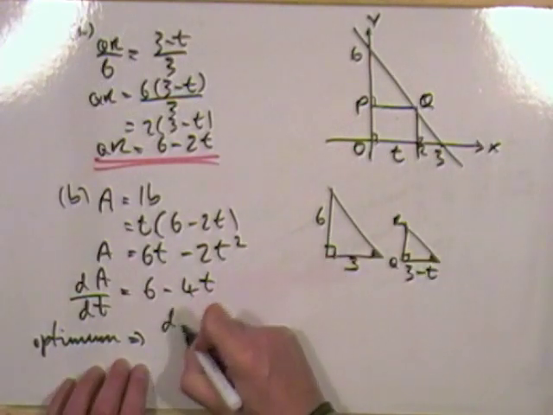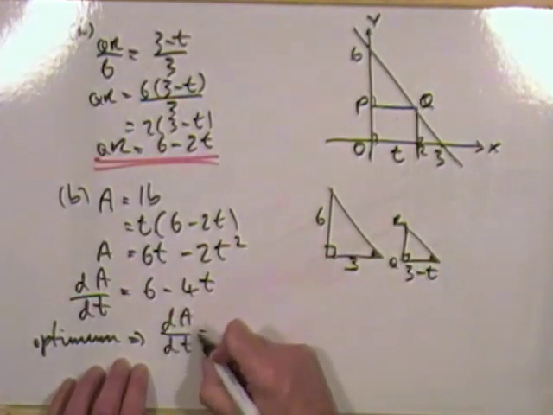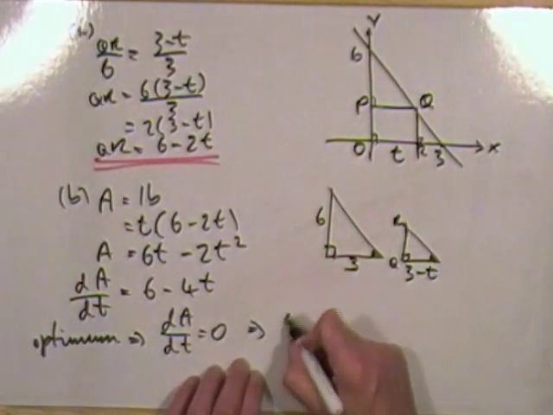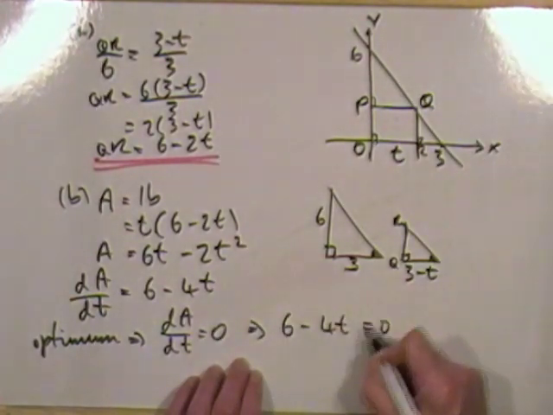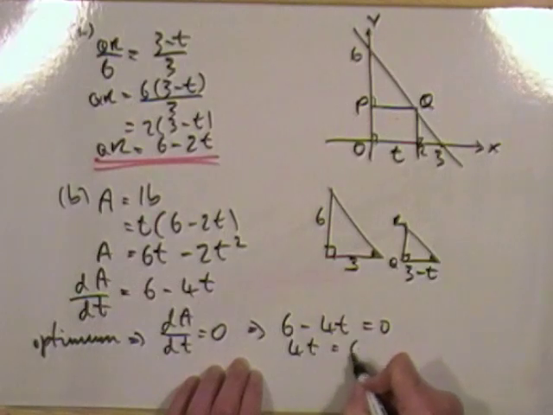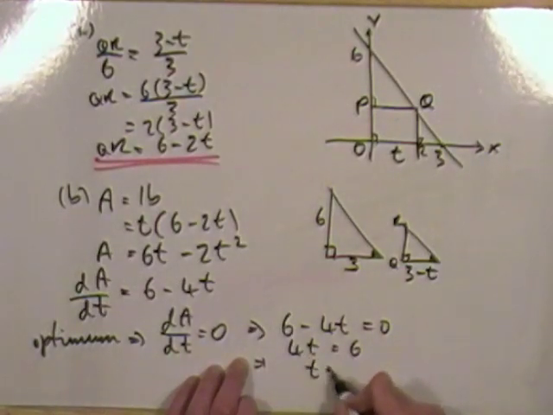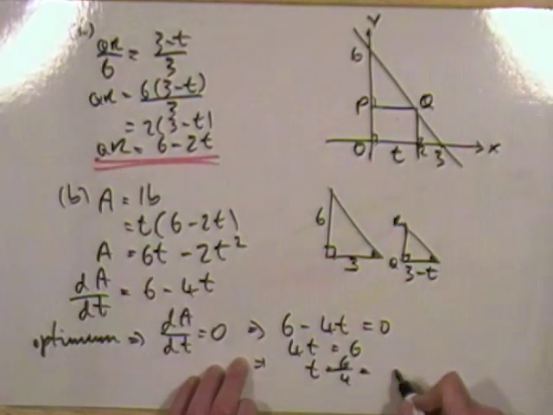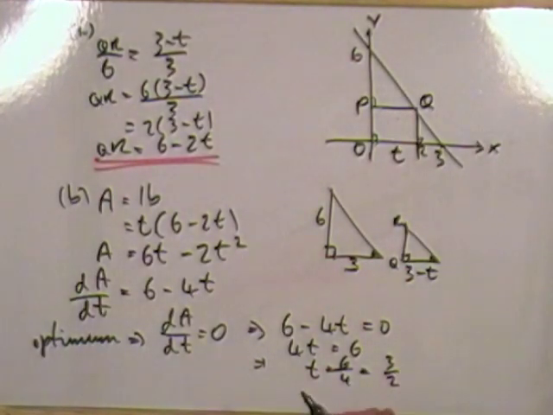So optimum value would be found by equating the derivative to 0, which means that 6 minus 4t has to equal 0, so 4t has to equal 6, and no surprise, t is going to be 6 upon 4, 3 upon 2, which is 1.5. I'll just leave it as 3 upon 2. So that's the first bit of it.